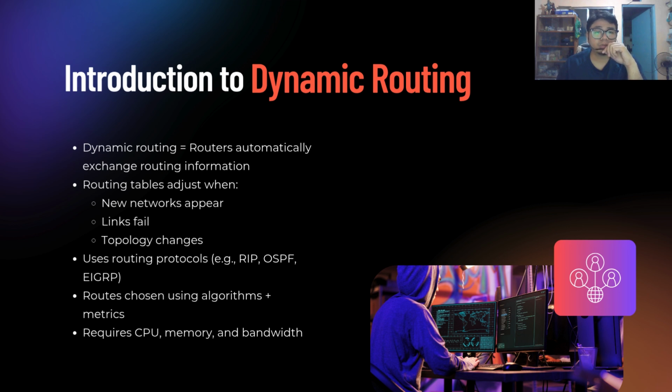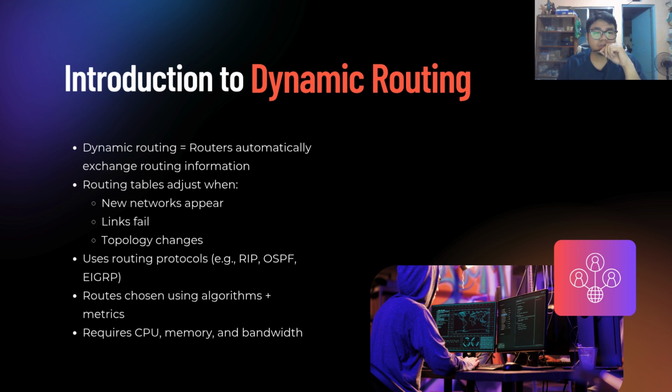Dynamic routing is a networking method for routers to automatically learn, update, and maintain the routing tables by exchanging information with neighboring routers. This removes the need for manual reconfiguration whenever a change happens in the network. Dynamic routing becomes extremely useful in networks where devices are often added, links fail unexpectedly, or the topology constantly changes, which is almost every real-world enterprise network today.